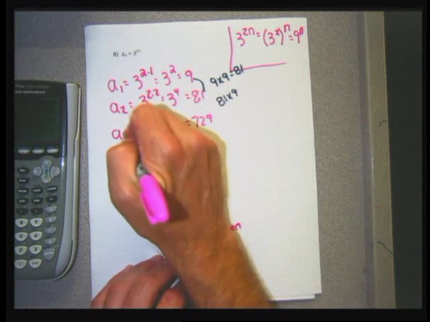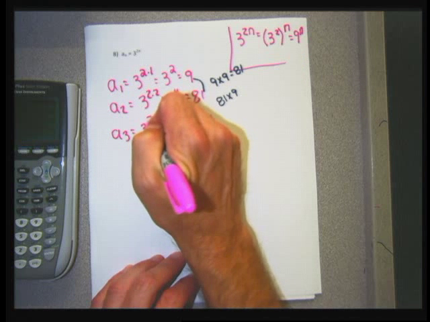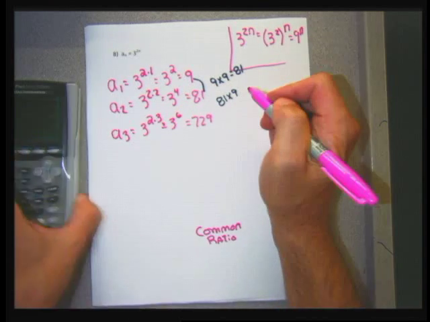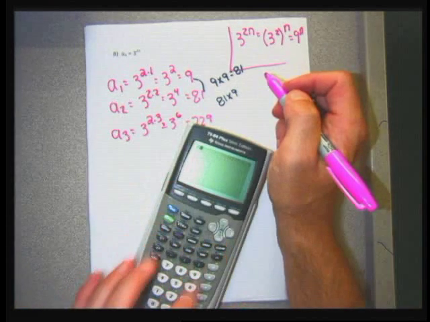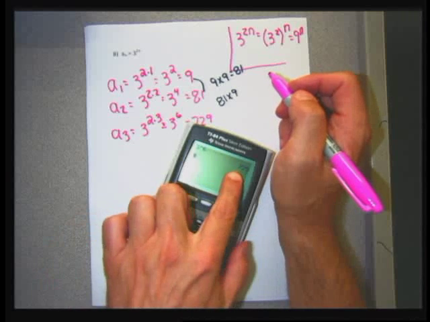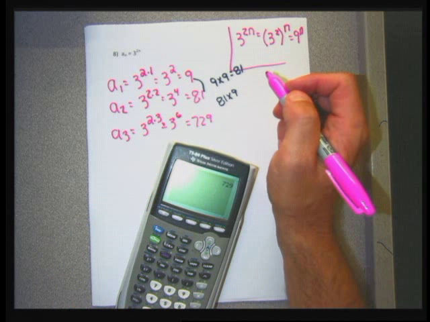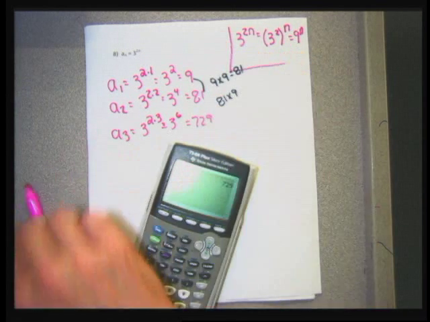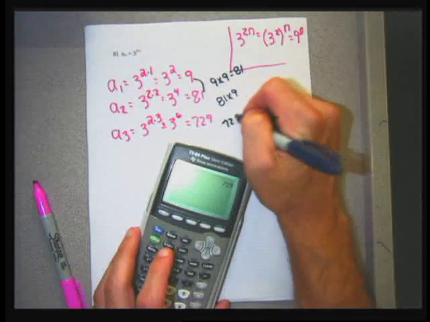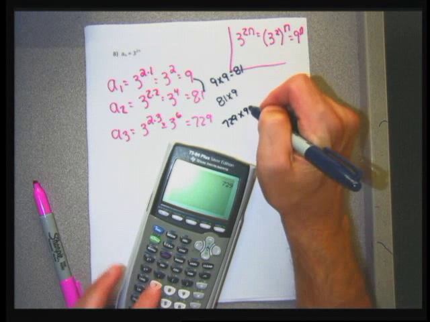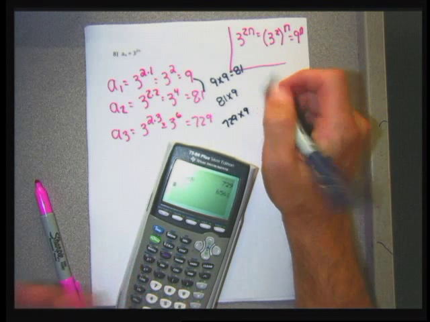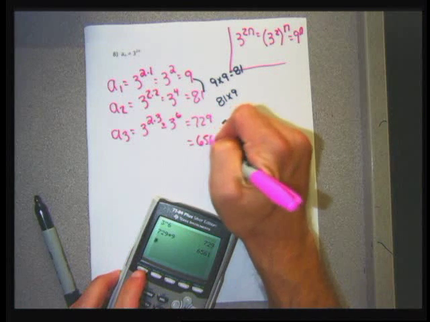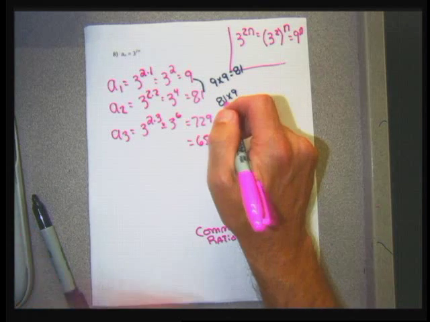So a sub 3 is going to be 3 to the 2 times 3 power, which is 3 to the 6th power. Again, I yank my calculator out, 3 up arrow 6, and that tells me it's 729, just like I hoped it would be, because the common ratio is 9. That worked. And then similarly, I can predict what a sub 4 is going to be by just taking the 729 and multiplying it by 9. The next term should be 6,561, because that's what I get when I multiply 729 by 9.